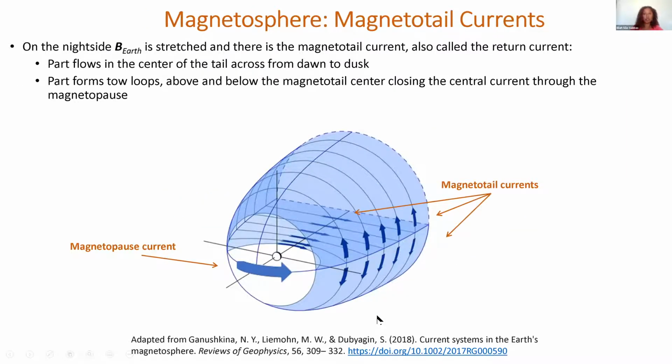So there's also the magnetotail current. There is a current that flows across the magnetotail from dawn to dusk, and the loop closes in the upper side and the lower side, and then it flows again this way. So this is how the magnetotail current goes.